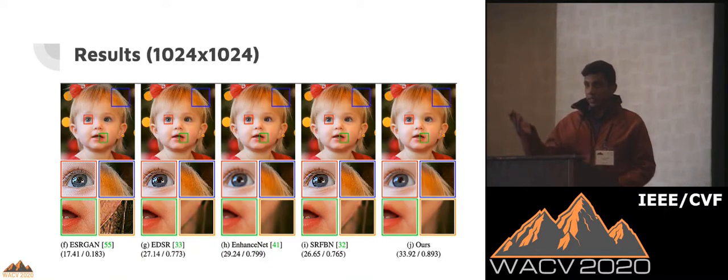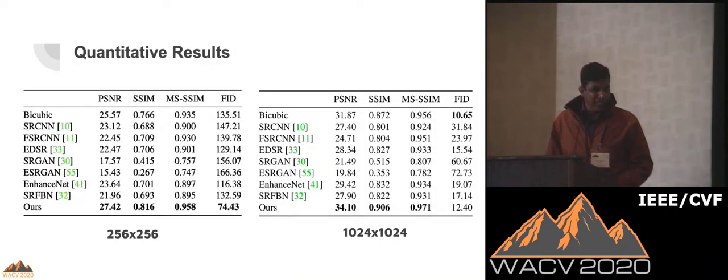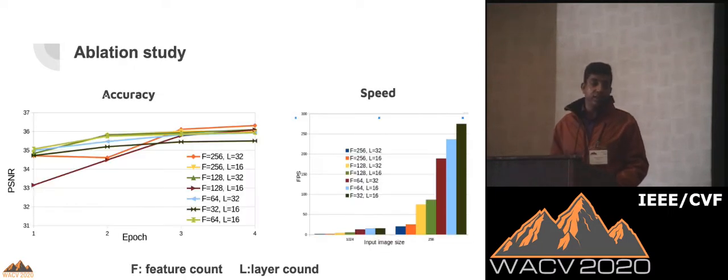Also presented are the high resolution 1024 pixel images. If you carefully look at the eyes and hair, we can see a lot of details are recovered from our method compared to other methods reported in the literature. We consistently get about 2 dB of PSNR improvement across 256 cross 256 and 1024 images. And also on other metrics like SSIM and MSIM, our method surpasses the state of the art.